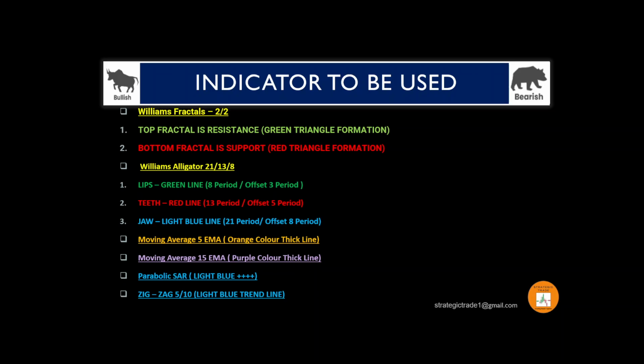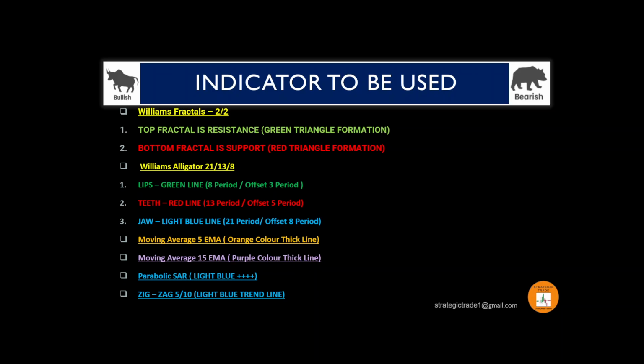These are all the indicators. Earlier we also discussed what indicators we are going to use. We are going to use the Williams Fractal, and how to add it we have also discussed. Whenever a top fractal is created, we call it a resistance, and wherever a bottom fractal is created, we consider it a support.